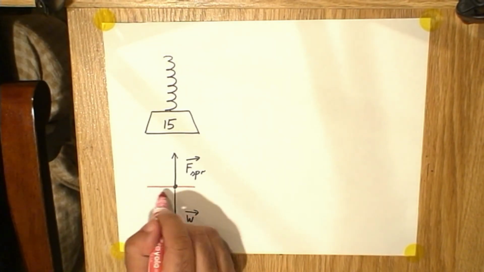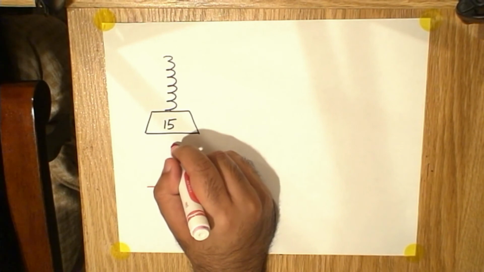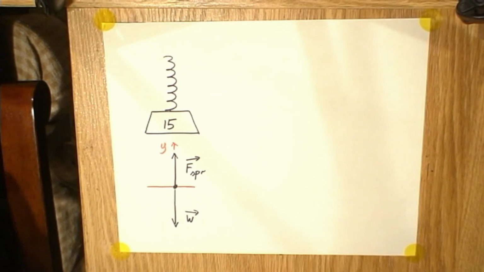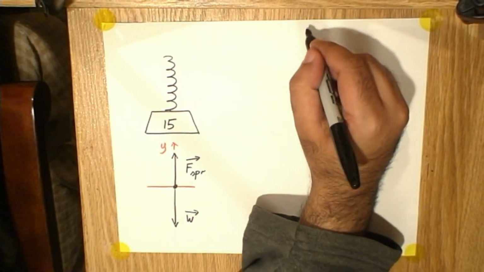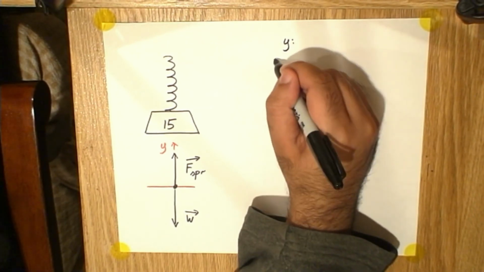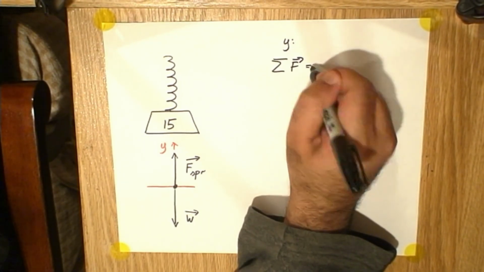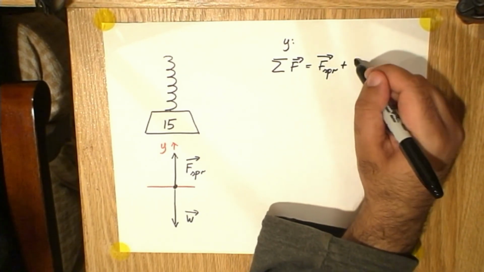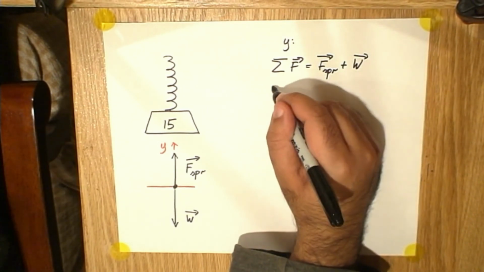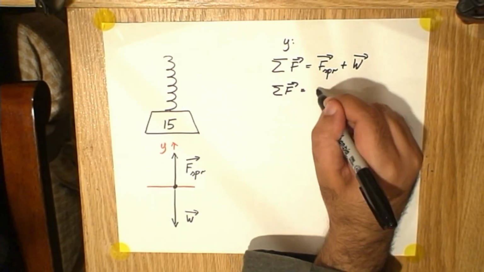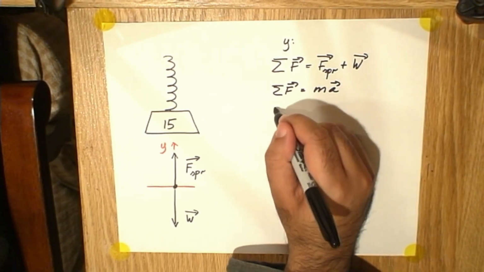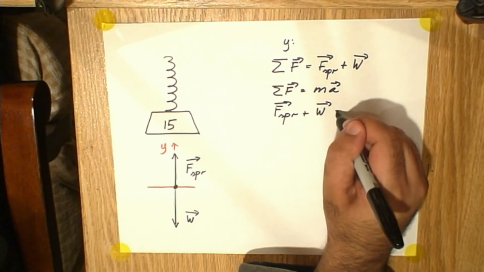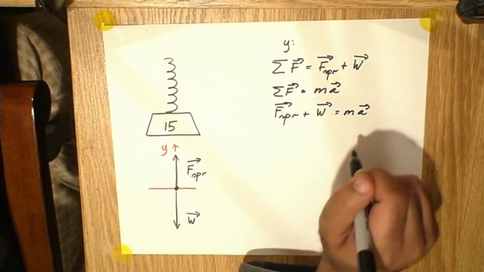Here is the origin. I'm going to have it pass through this spot. And I'm going to set upwards as the positive y direction. So in the y direction, the total force is given by the spring force plus the weight force. But total force is also equal to mass times acceleration. So that means that the spring force plus the weight force must be equal to mass times acceleration.